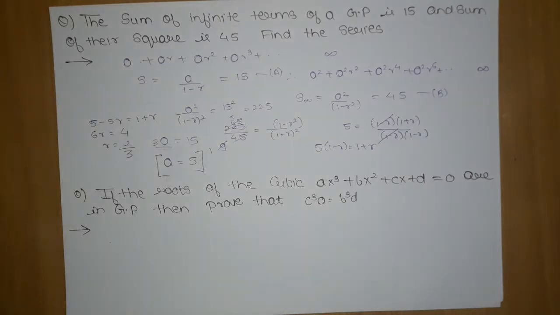Now the next question is, if the roots of the cubic ax cube plus bx square plus cx plus d equal to 0 are in GP, then prove that c cube a is equal to b cube d. We want to prove this.